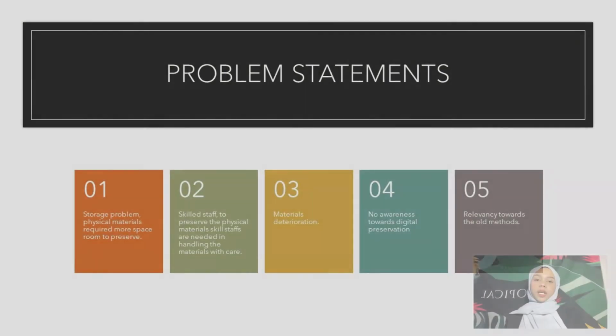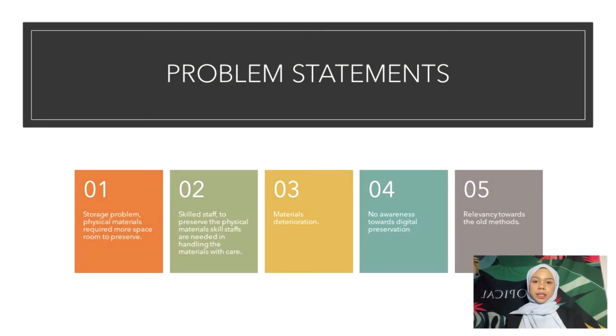The reason why we need to implement digital archival preservation is to overcome a few problems when it comes to preserving the original materials. Some of the problems are storage, as physical materials require more space to preserve. Second, skilled staff. In order to preserve the physical or original materials, we need skilled staff who know the methods of handling the materials with care.